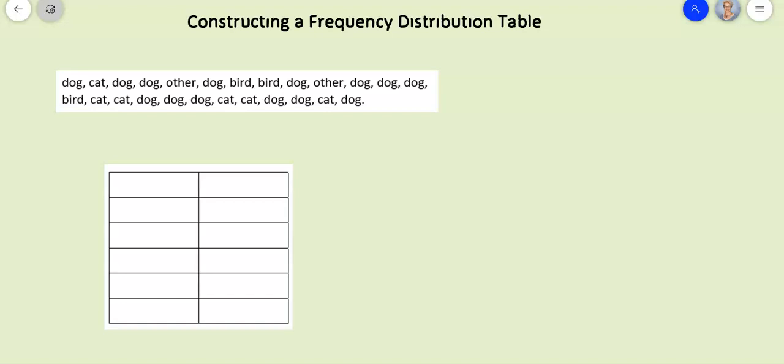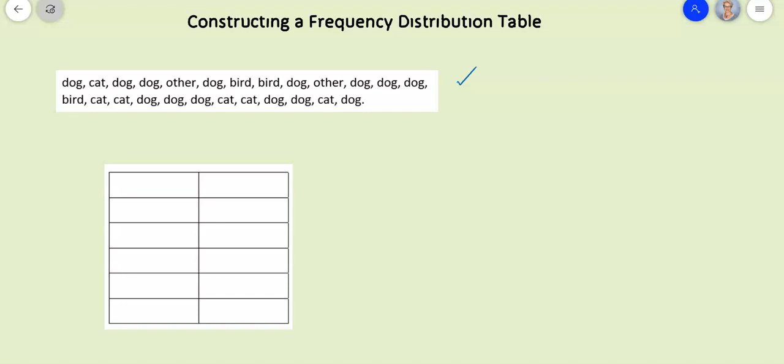In this video, we're going to be looking at constructing a frequency distribution table. At the top here, we have some data listed, some raw data. It hasn't been organised in any way. The data's just been written down as we have come across it.